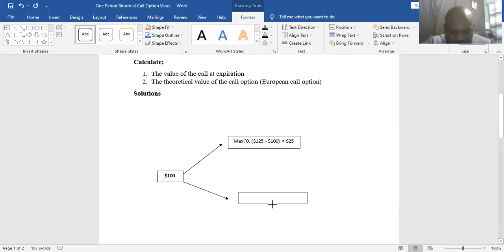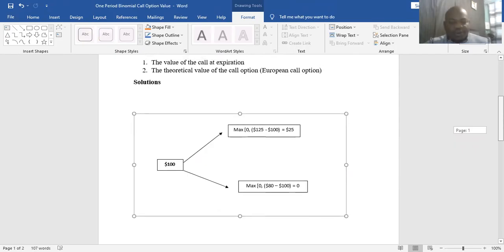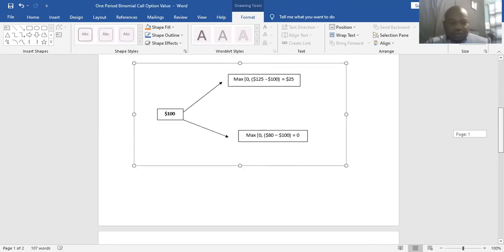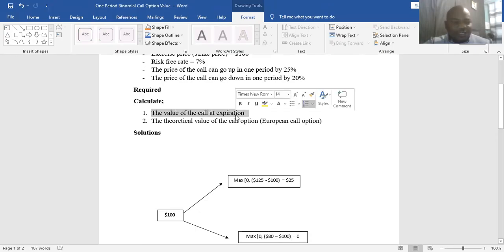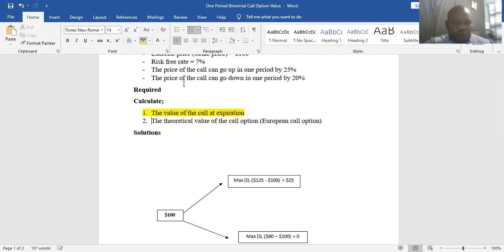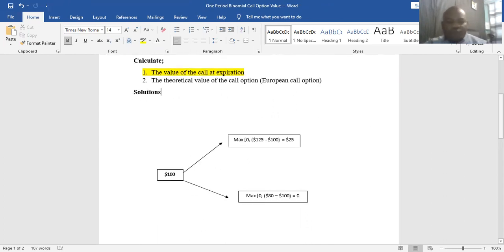So we've got two possible prices in one period of time. If the price goes up, the possible price will be 25. But if the price goes down by 20%, the possible price will be 0. So we have attended to the first requirement. Let's look at the second requirement, the theoretical value of the call option.